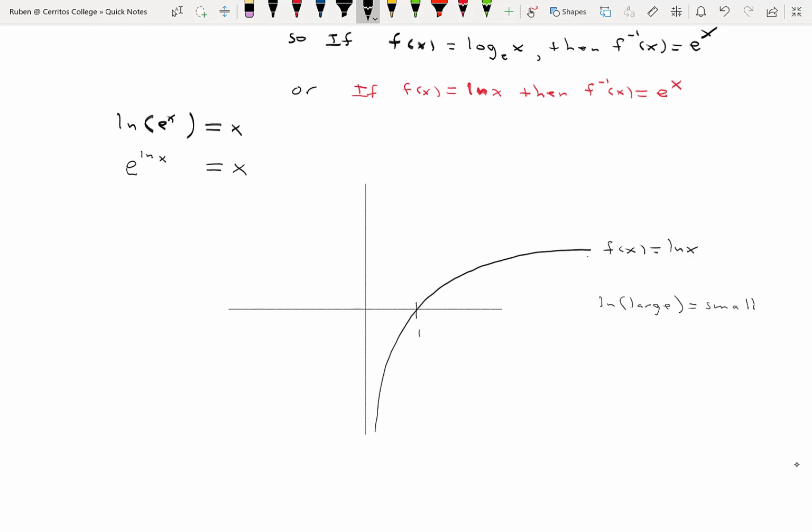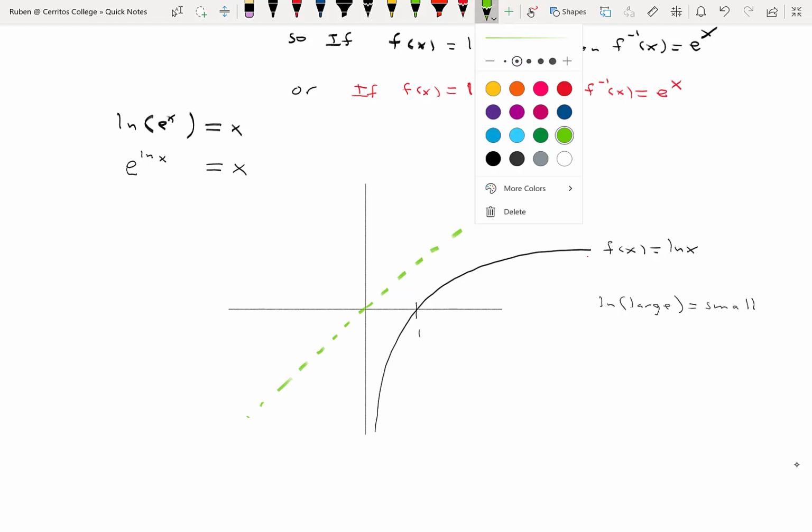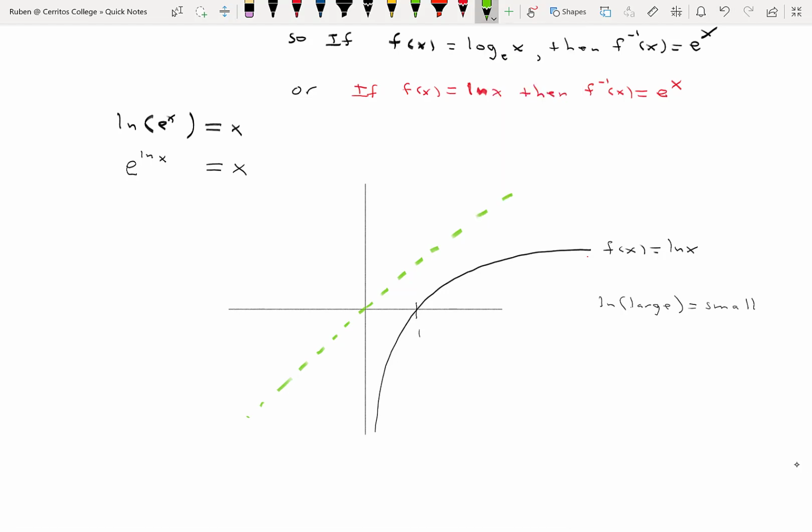So here's the line y equals x. This little green line is what we're going to reflect the logarithm across to get our inverse. So the natural logarithm function goes through the point (1, 0). Just for emphasis, I'm going to put the comma 0 on there. It goes through the point (1, 0).